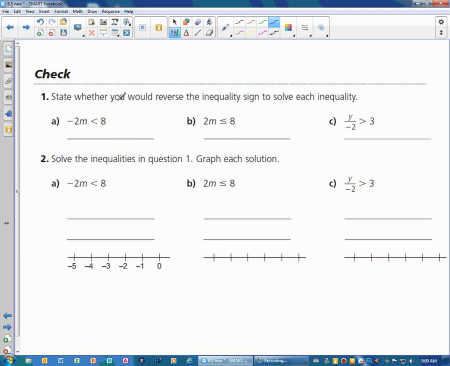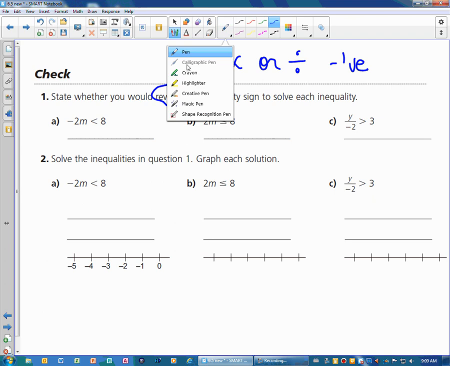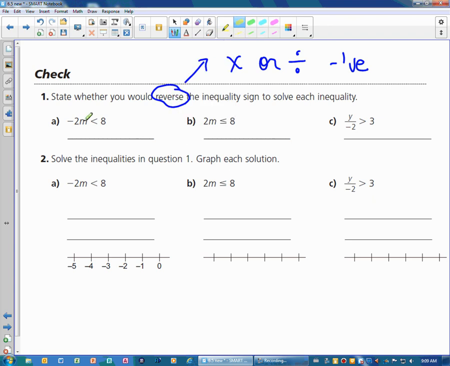Okay. So number 1 says, state whether you would reverse the inequality sign to solve each inequality. The only time we reverse is when we multiply or divide by a negative. Okay, so what would we do to isolate m in this first example? Here's m. What would we do? It's being multiplied by negative 2, so we would divide by negative 2. Because we are multiplying or dividing by a negative, yes, we would reverse the sign.